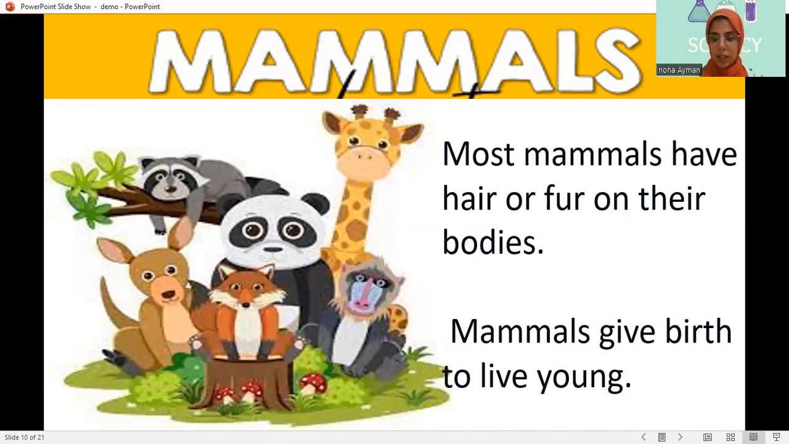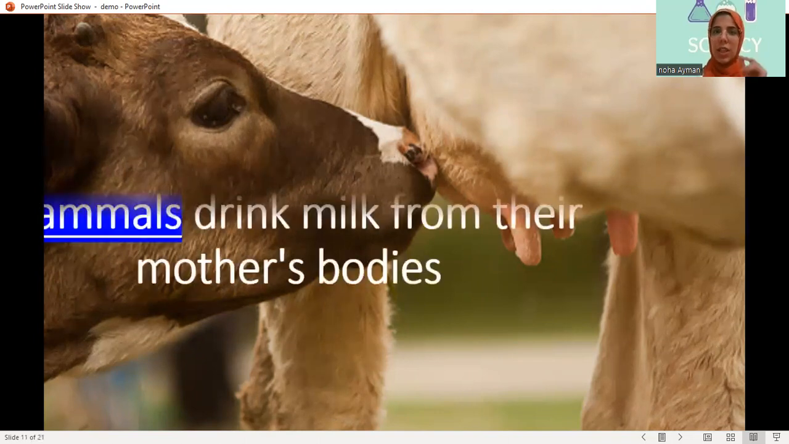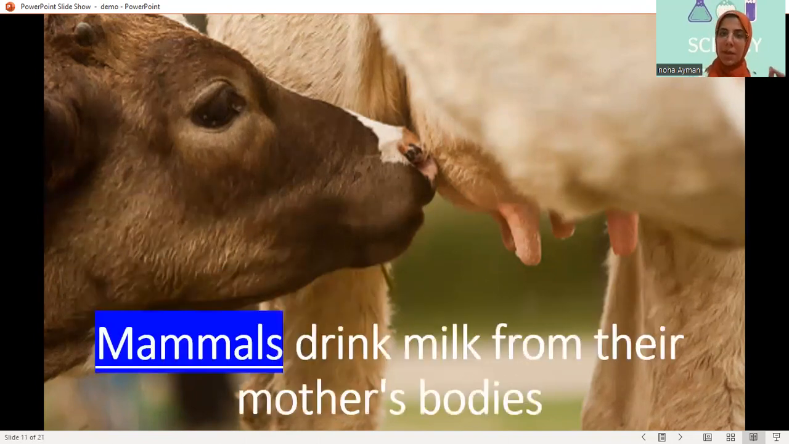Now, I need you to think about your pet. Any one of you have a pet at home, like a cat or a dog? Yes? Okay, that's a mammal. So as you can see, the calf, or the baby cow, is drinking milk from the mother because it can't go and get food on its own. So it needs the help of the mother. So the mammals drink milk from their mother's body.